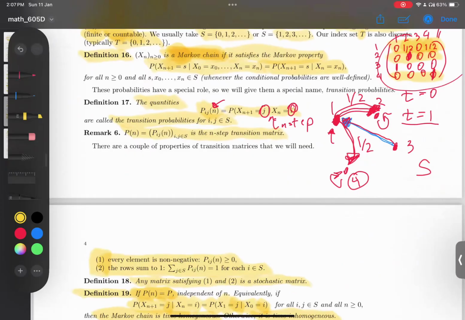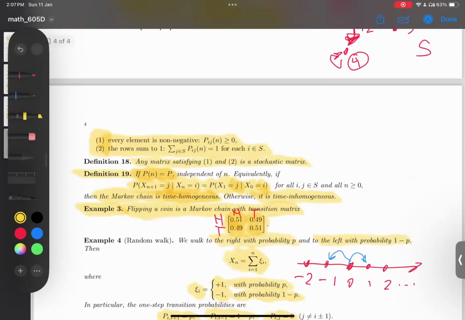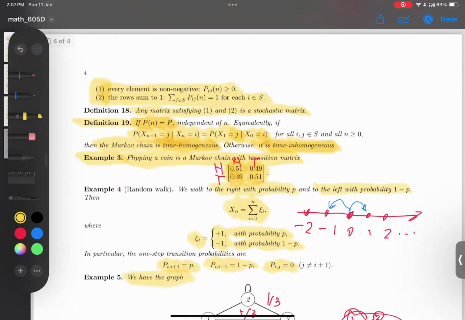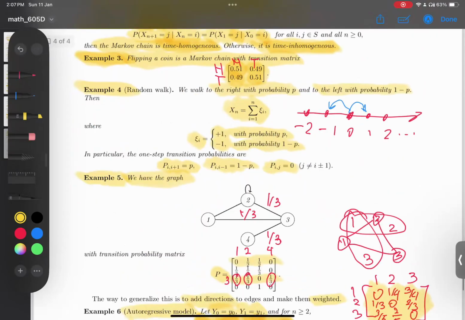We associated with a given Markov chain a transition matrix. We said that we have time-homogeneous and time-inhomogeneous systems. And then we provided examples: flipping the coin, random walk on a graph. Sorry, the 4th example, autoregressive model.